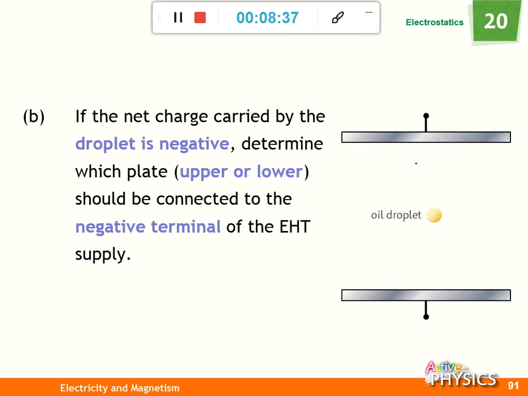Part B, if the net charge carried by the droplet is negative, determine which plate is positive. Now on the diagram, if this one is negative, without any force acting on it, we have the weight, and it will drop down. But now we want to keep it in the same position. It means that you should provide an upward force to attract it upward. In order to attract a negative charge, the upper plate must be positive. On the other hand, the lower plate should be negative.